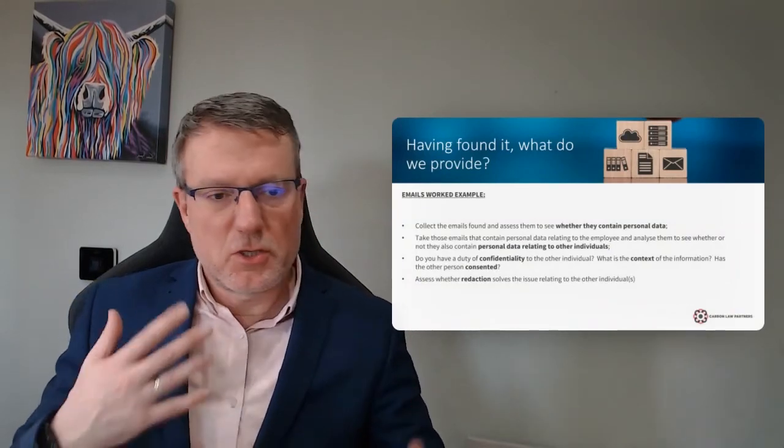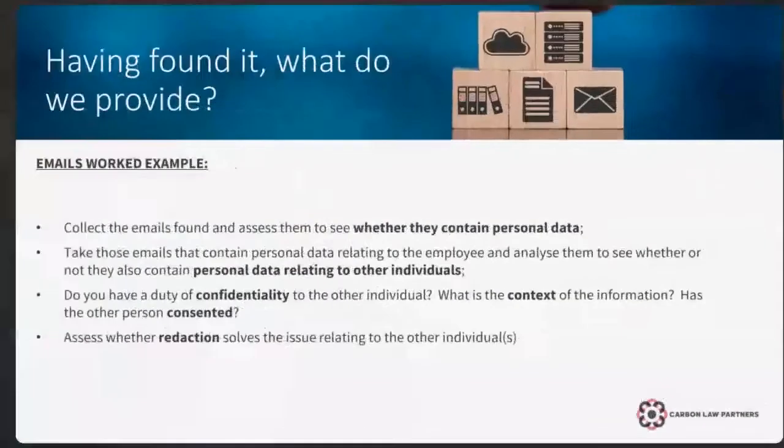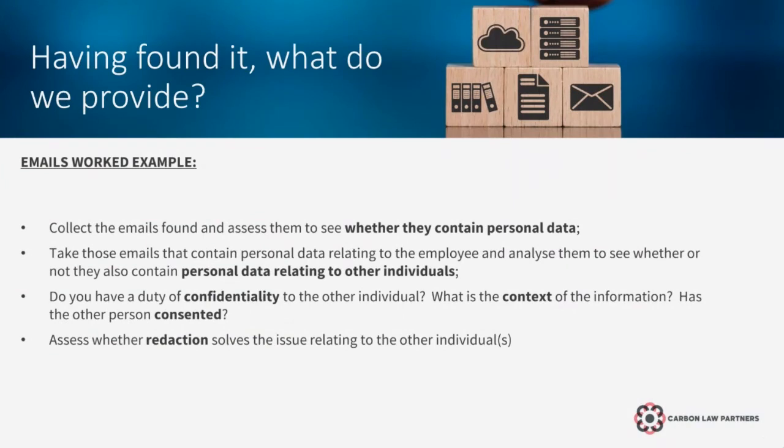And so just to run through a worked example for us here, and I'm basing this around an emails worked example simply because that tends to be nowadays where the vast majority of information is. So what we want to do is first of all collect all of the relevant emails, and then we've got to go through them. We've got to have a look at them to see whether they contain personal data. So it's that relevant data, not just the fact that the individual is identified, but the fact that the information relates to them.